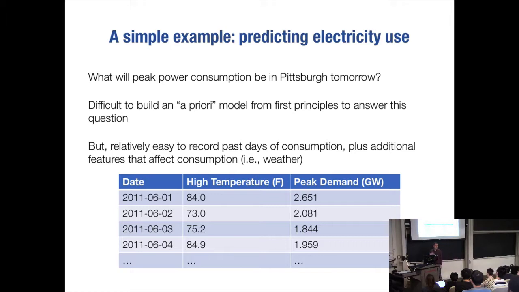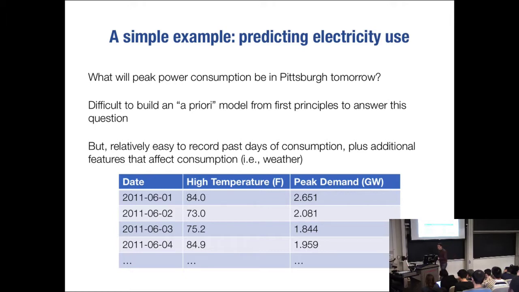But what's relatively easy to do is to collect a big data set of past consumption, as well as some features that might affect consumption. So I'll spare you the question here and let you know that by far the biggest factor that affects consumption is temperature. Especially in the summer months, consumption, at least in Pittsburgh, is driven largely by air conditioning. And so there's a very high correlation between temperature and how much power people use, which we'll see in 1 second.